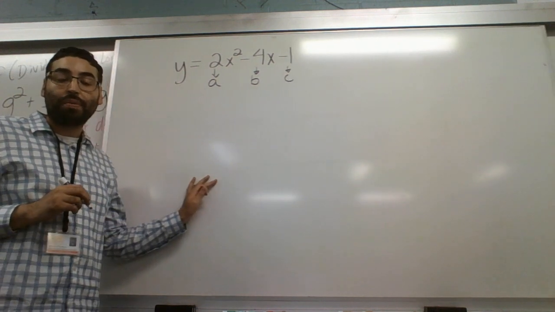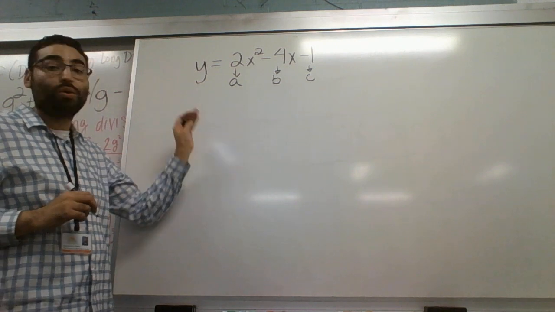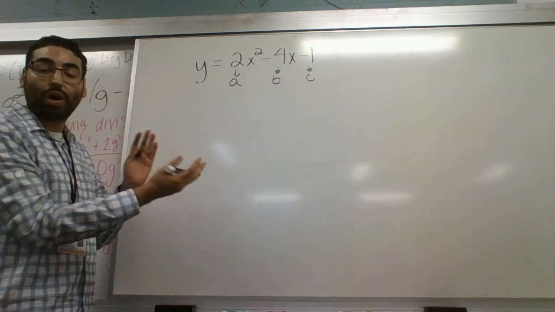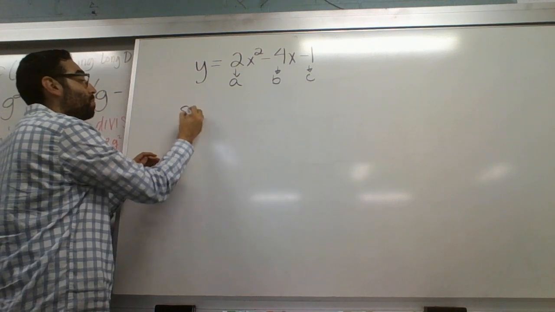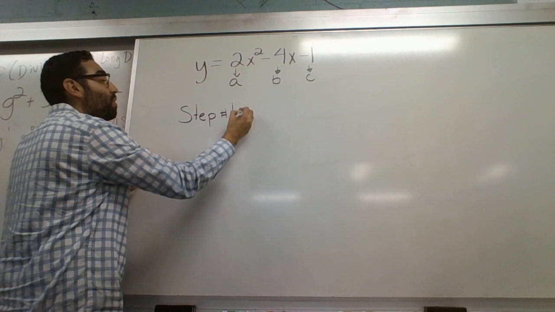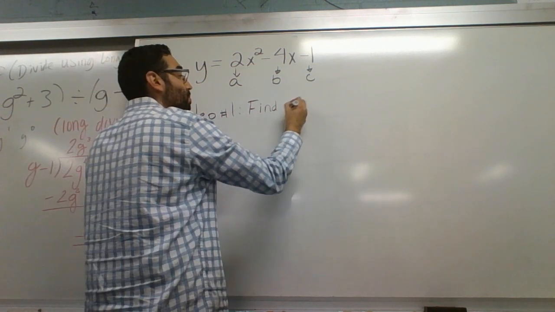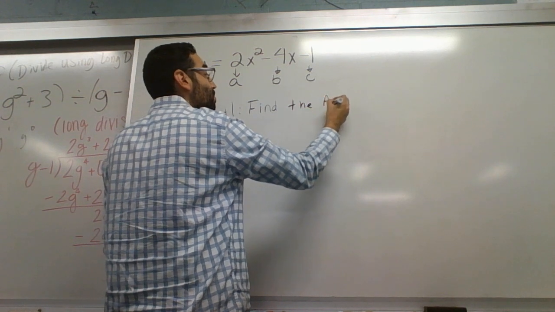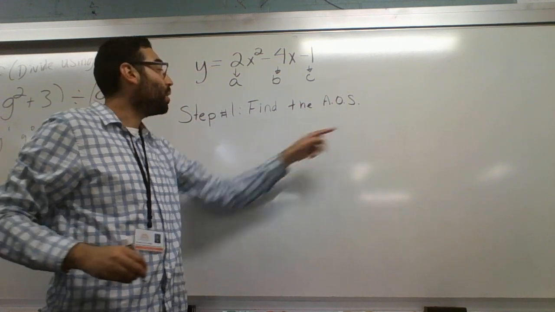So our first step is going to be to find the axis of symmetry. So remember how when we were graphing with a table, we didn't quite know where the center was. Now we can find the center right away. So my first step is going to be to find the axis of symmetry. I'm going to abbreviate it using AOS.